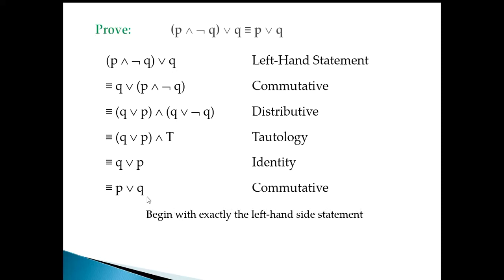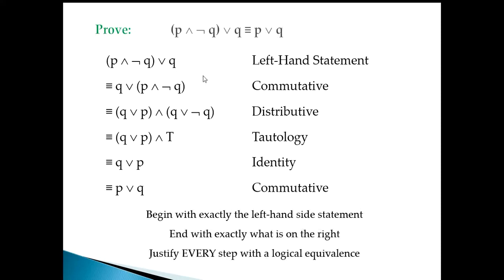So always you have to remember this. We have to start with the left part and end exactly on the right part, and we have to write each and every step by a logical equivalence. If we use the commutative law, you have to write the commutative law. If you use the distributive law, you have to write the distributive law. In each and every step you have to mention the laws.